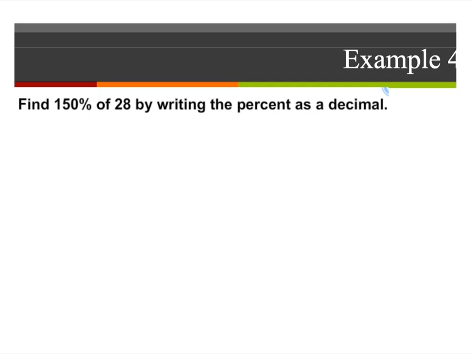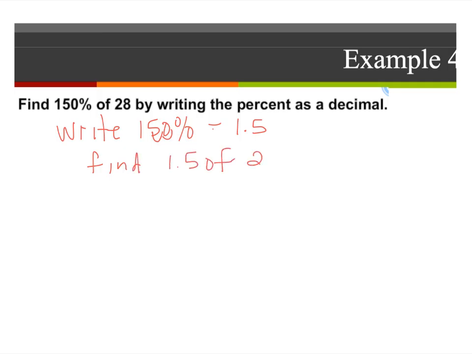Moving on to example 4. Remember, 150% is going to be way bigger than 28. So the first thing we do is we write 150% as a decimal. So remember, in order to do that, I just move over 2 spots and I get 1.5. Now I have to find 1.5 of 28, which is the same as saying 1.5 times 28.